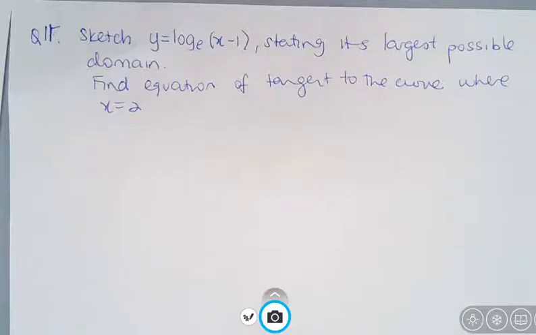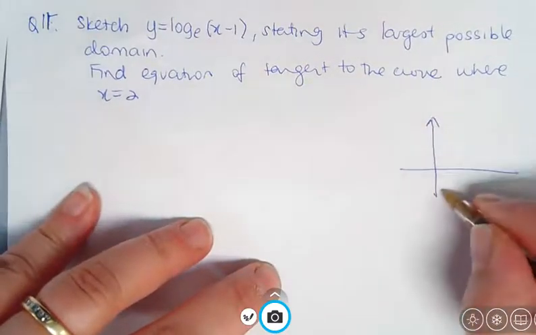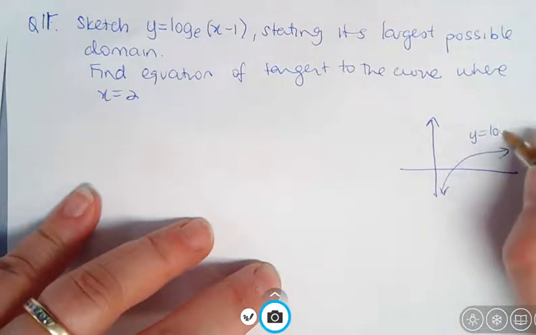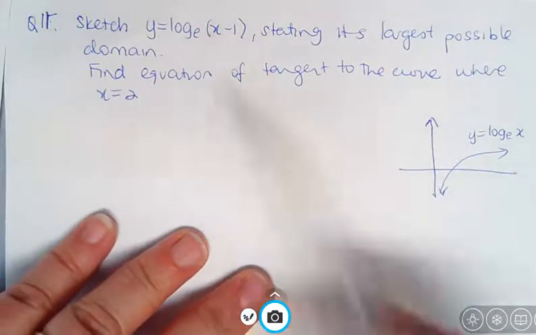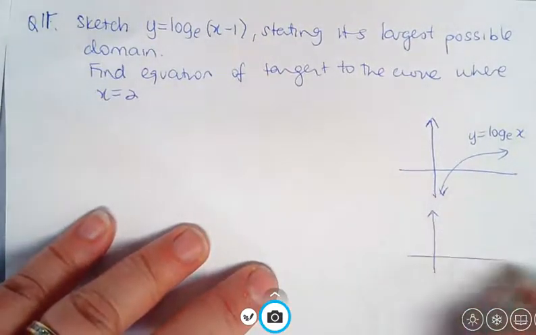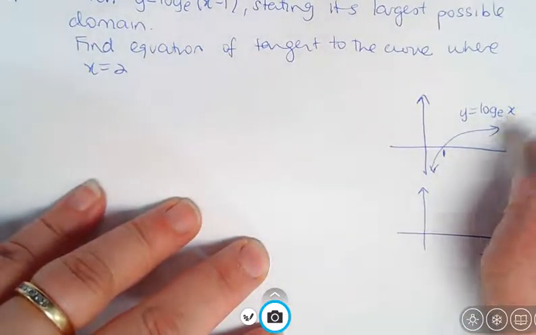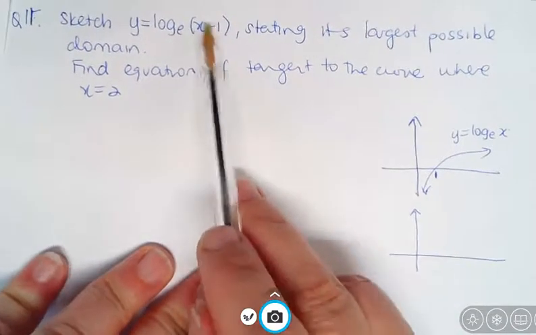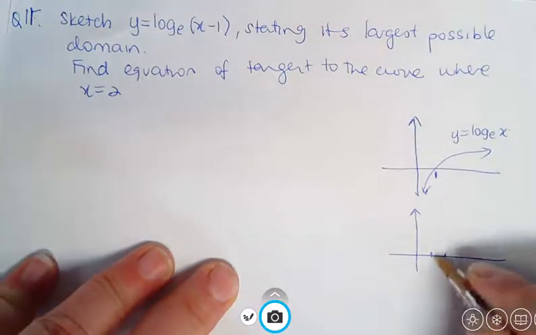Sketch the graph of y equals log to the base e of x minus 1, stating the largest possible domain. So we know that normal log to the base e of x looks like this. That's the ln x curve. Now this has been shifted 1 unit to the right. So if you want to sketch that, that normally cuts through at 1, because ln 1 is 0. So when you now substitute, when x is 2, you get 2 minus 1 is 1. So it's shifted 1 to the right. This will now be ln 2.